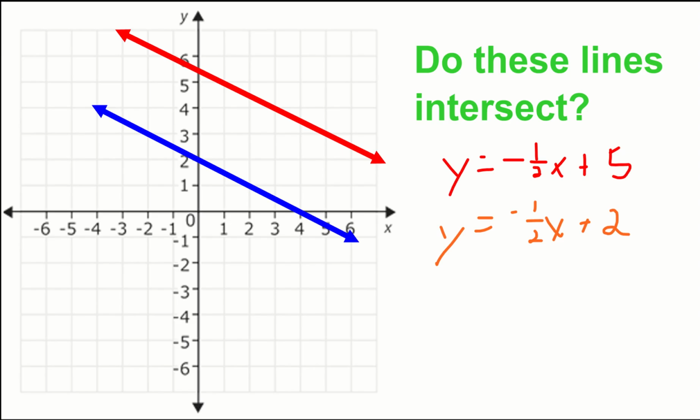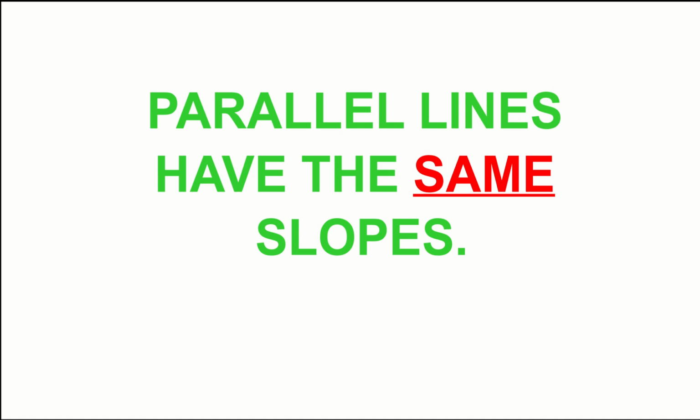What can you tell me about those two equations? They have the same slope. So parallel lines are going to have the same slope. And same means exactly the same, signs and everything. Okay?